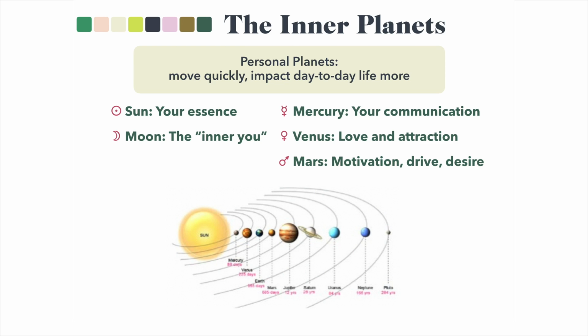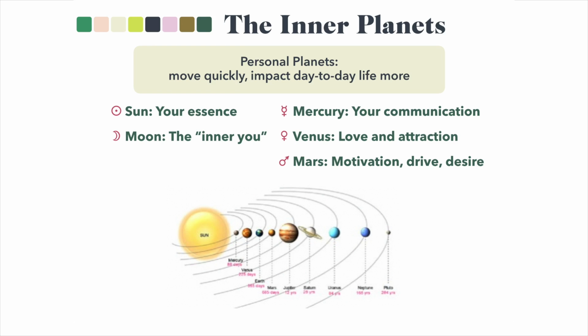So the planets are divided by what are called the inner planets. Those are the ones closest to the sun. And we treat the moon as a planet, even though it isn't one. But these are the personal planets because they move quickly around the sun, within a couple of months maximum, to take a journey through every zodiac sign. So they tend to impact your day-to-day life more. The sun shows the essence of who you are. So if you look at your sun sign, you say, oh, I'm a Taurus, I'm a Gemini. What that means is that the sun was in that zodiac sign when you were born.